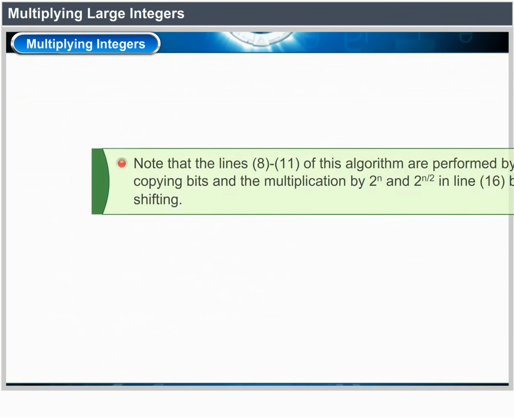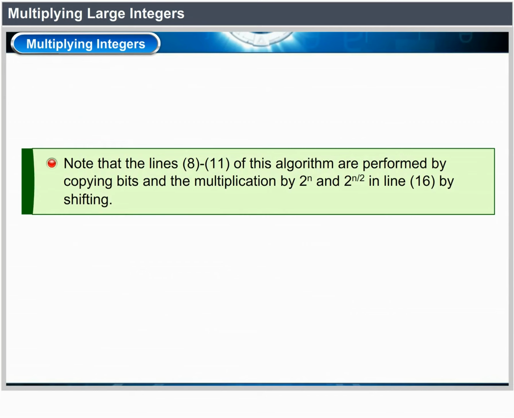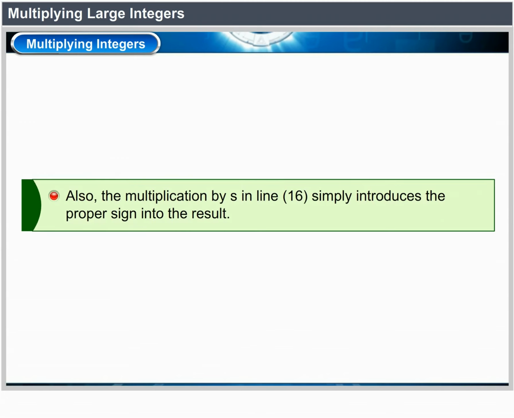Note that lines 8 to 11 of this algorithm are performed by copying bits, and the multiplication by 2 to the power n and 2 to the power n by 2 in line 16 by shifting. Also, the multiplication by s in line 16 simply introduces the proper sign into the result.